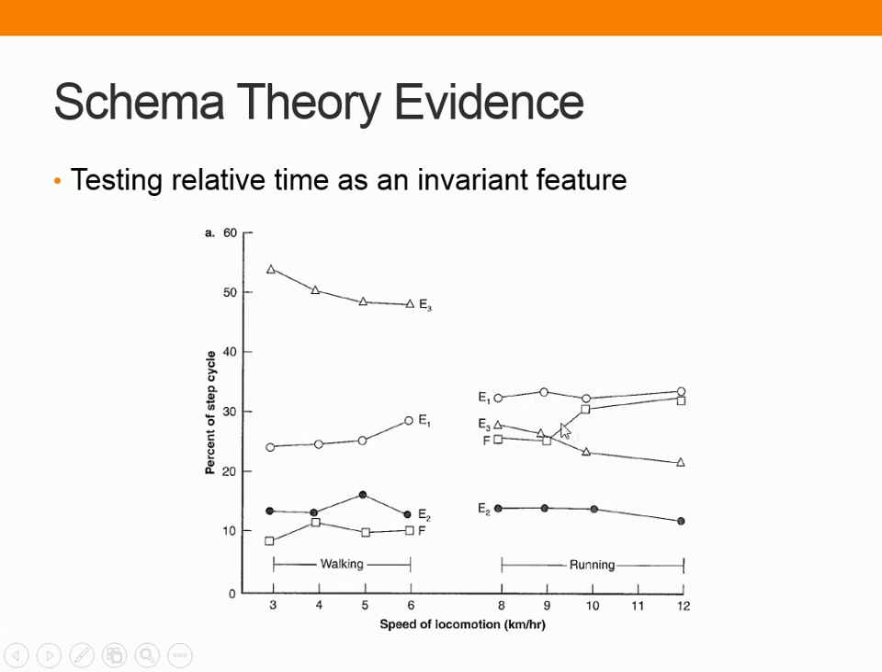Now, if we go across those, though, and compare the walking conditions to the running conditions, the percents here are very different from the percents here. And so that would suggest that walking and running are operating under different generalized motor programs because the invariant feature of relative time is not stable across those conditions.